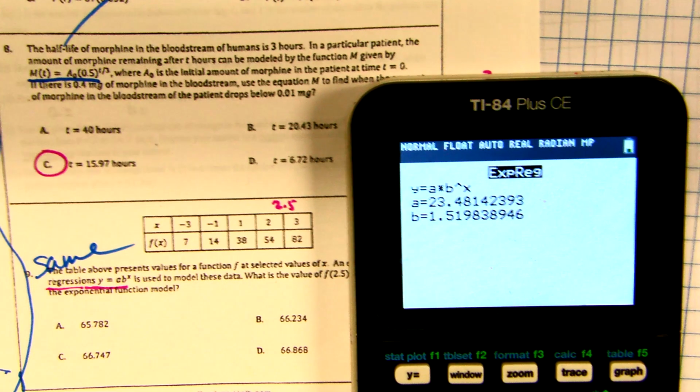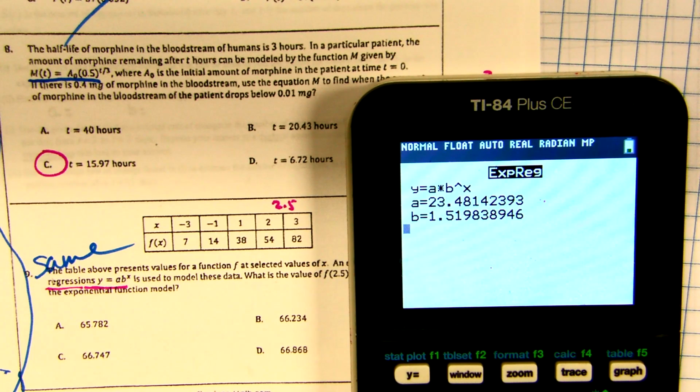Now, we don't need the A and the B. Like, we don't need the equation. Don't waste time writing it down. We just want to know what is y when x is 2.5. Well, that's in your table. That's the table of values.